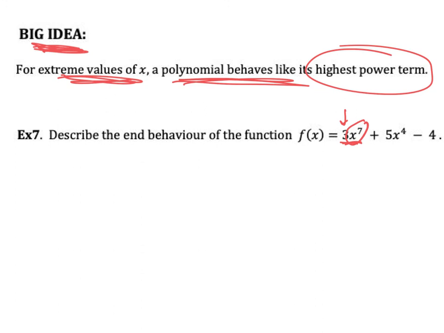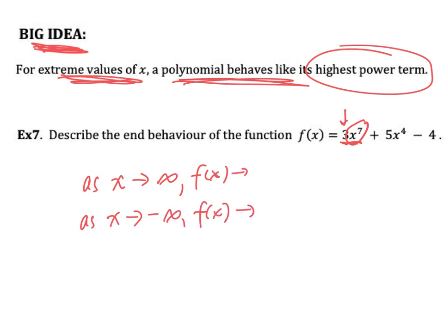So now I want the end behavior. As x goes to positive infinity, what's going to happen to the function? And as x goes to negative infinity, what is going to happen to the function? So as x goes to positive infinity, if I put a positive number in for x, a positive number raised to a 7th power, is it still going to be positive or is it going to change to negative? Well, it's still going to be positive. The leading coefficient is also positive, so positive 3 times some positive number to the 7th power is going to end up being a positive result.